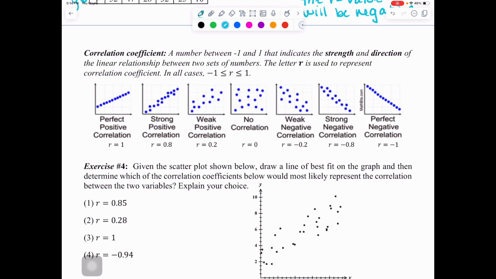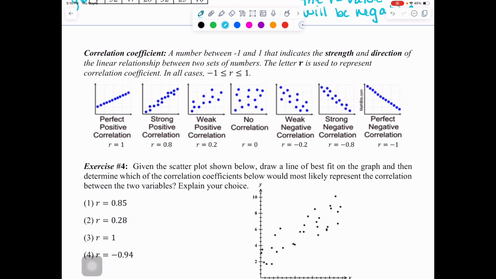So correlation coefficient is a number between -1 and 1, and it indicates the strength and direction of the linear relationship between the two sets of numbers. So we said if it's a positive correlation, the correlation coefficient will be positive, so we know what direction it's going. If it's a negative correlation, the correlation coefficient will be negative, and we know what direction it's going. But it's also going to give us the strength, because the closer you are to 1 or -1, the more perfect or strong the correlation is.